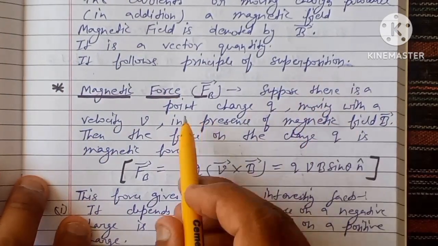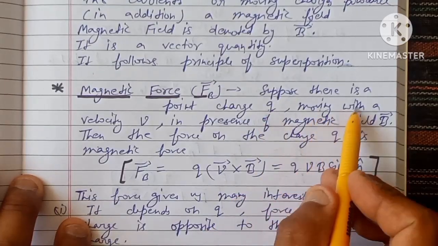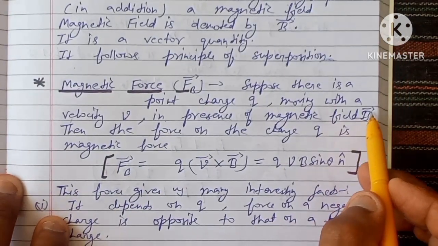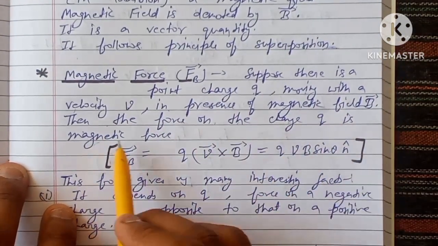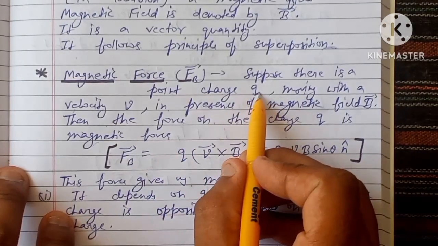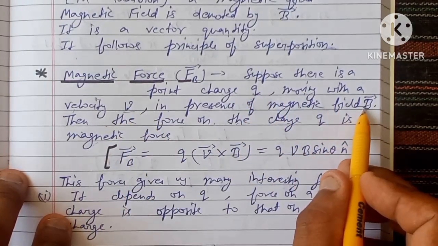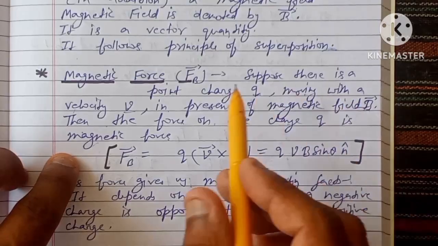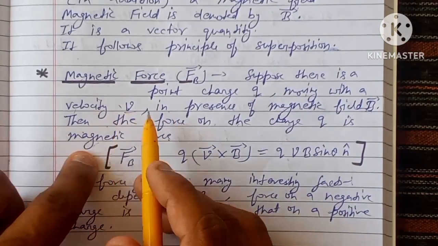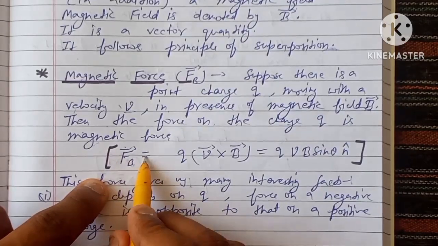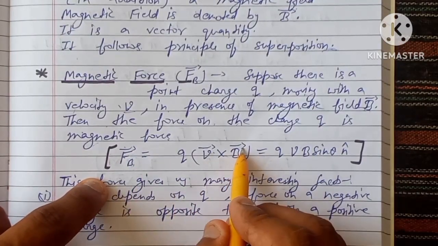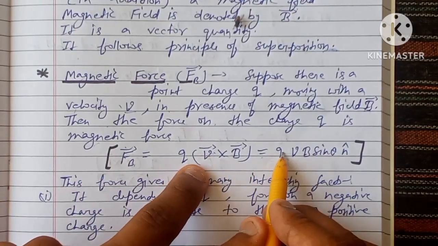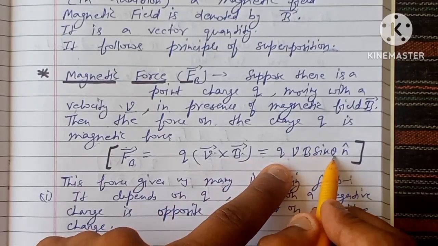Suppose there is a point charge q moving with a velocity v in the presence of a magnetic field B. Then the force on the charge q is the magnetic force. The force exerted by the magnetic field on this moving charge will be given as F vector equal to q v cross B. If I open this cross product, I will get q, magnitude of velocity, magnitude of magnetic field, and sine theta n cap.